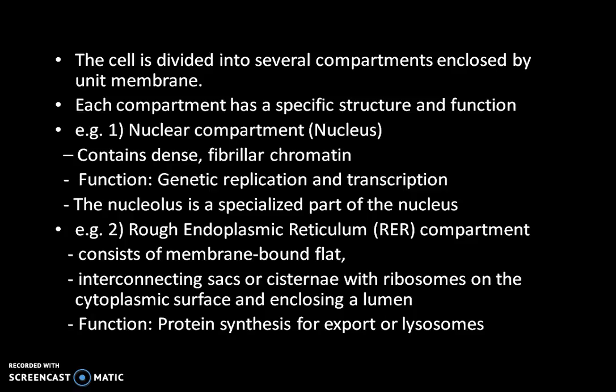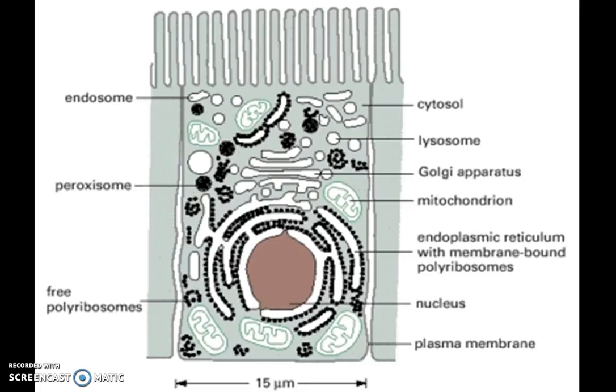The second example is the endoplasmic reticulum, which is involved in protein synthesis and lipid synthesis. The rough endoplasmic reticulum in particular is involved in synthesizing different proteins. It consists of interconnecting sacs or cisternae with ribosomes on the cytoplasmic surface, enclosing a lumen.